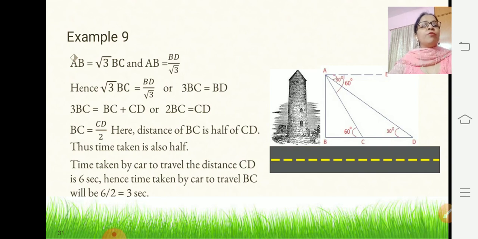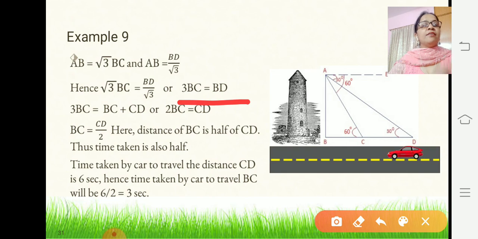So we will try to find out the relationship between these two. So when we solve, we get 3 BC is equal to BD. So 3 BC is equal to BD, and what is BD? BD is BC plus CD, right? So we transfer this BC to the other side, we get 2 BC is equal to CD. So 2 BC is equal to CD.